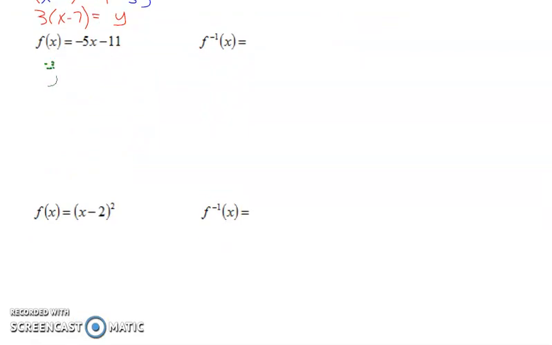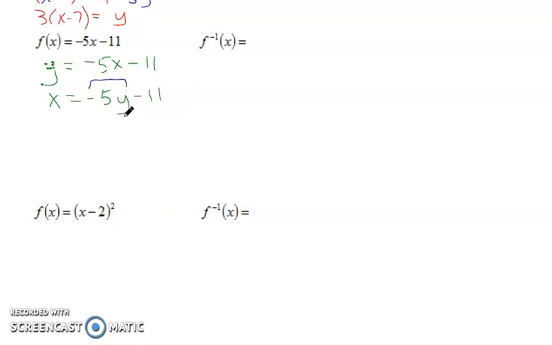Third problem, replace f of x with y. Again, I got a multiplication problem, so I should expect division. I see a subtraction problem, I should expect addition. Next step is to reverse the x and the y, switch them.